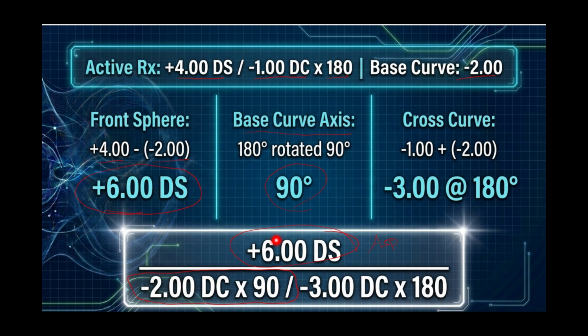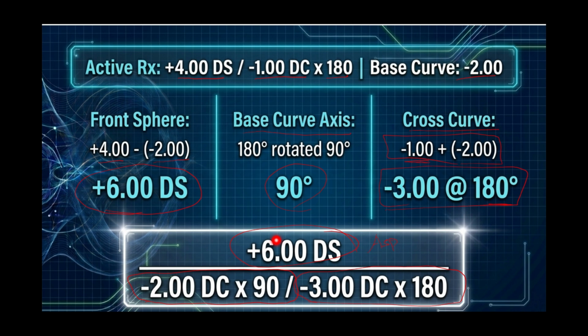Now calculating the cross curve. The cross curve is our cylindrical prescription plus the base curve, an algebraic sum. So -1 plus -2 gives -3. And what is the axis? The axis has to be the same as the prescription, which is 180 degrees. So we have found the last part of our formula, which is the cross curve: -3 diopter cylinder at 180.